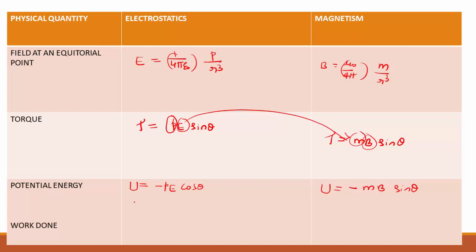And work done. Here, W is equal to pE into 1 minus cos theta. In magnetism, W is equal to mB into 1 minus cos theta. These are the small differences, or small analogy, between electrostatics and magnetism.